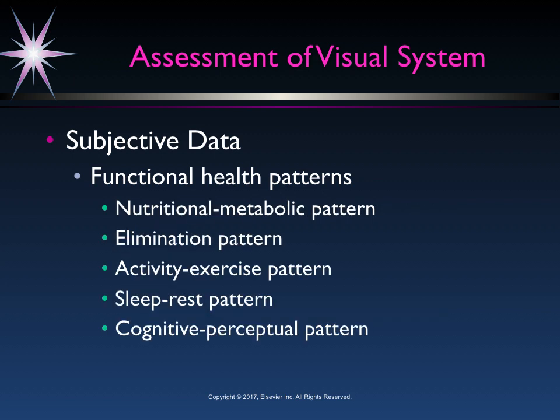Other things that we need to look at are nutritional and metabolic patterns, especially whether the person has a high enough level of antioxidants, because these have been found to reduce age-related macular degeneration. And I'll talk a little more about the nutritional kinds of things when we're talking about cataracts.